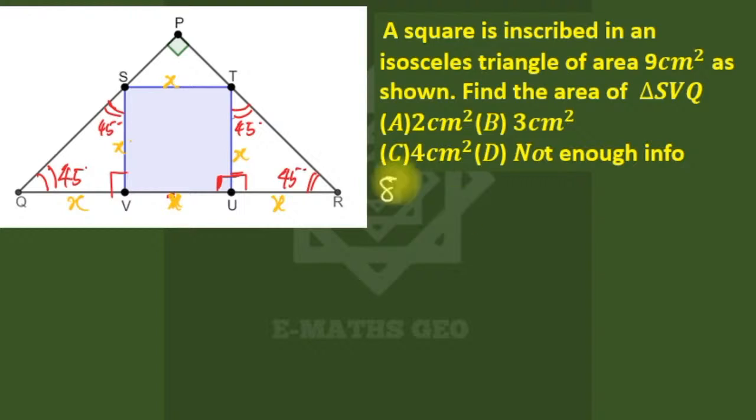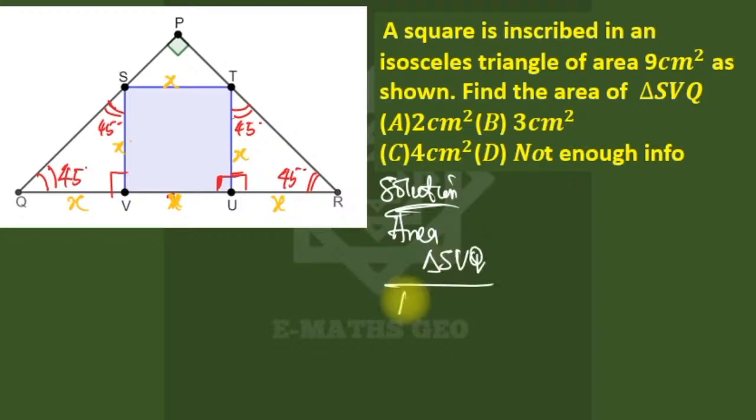So we are going to use the ratio of areas again. We have the area of triangle SVQ that we are looking for. So let's compare it with the bigger one, which is triangle QPR. That's the bigger triangle, the one we are given, which is 9 cm squared.